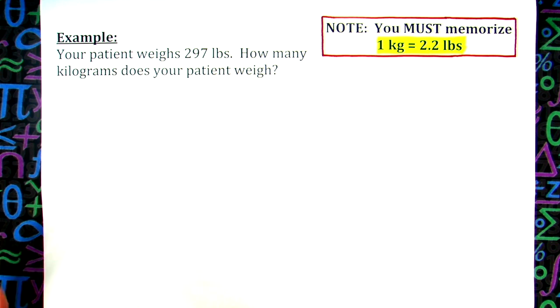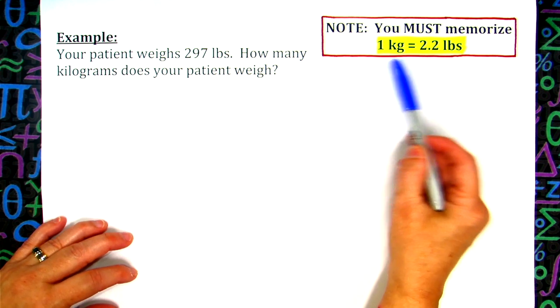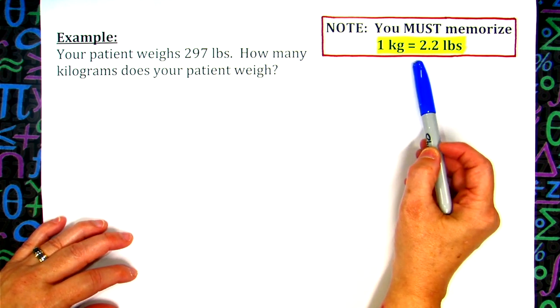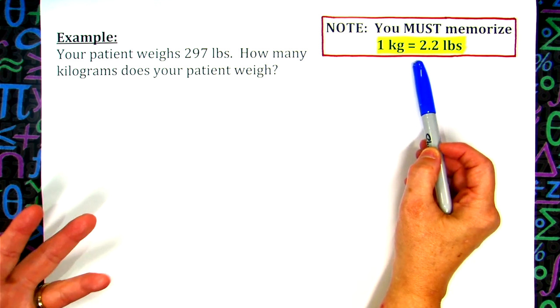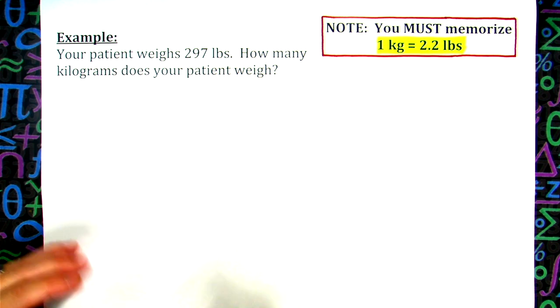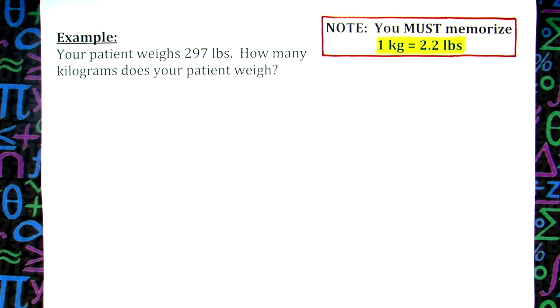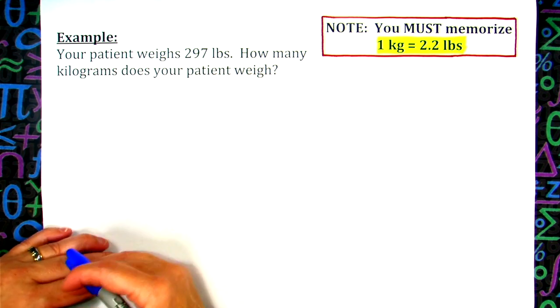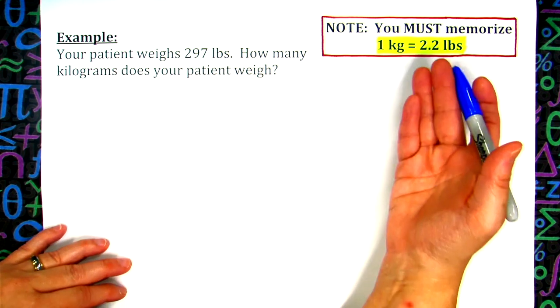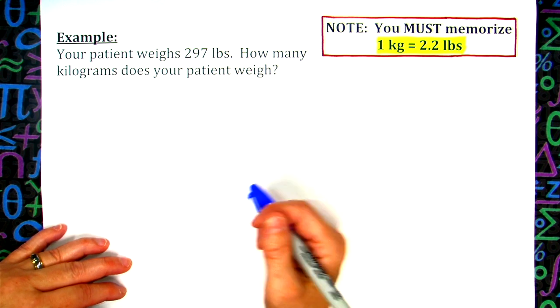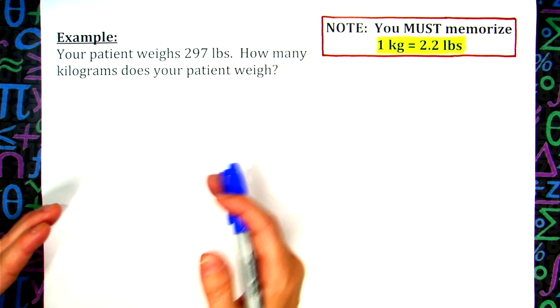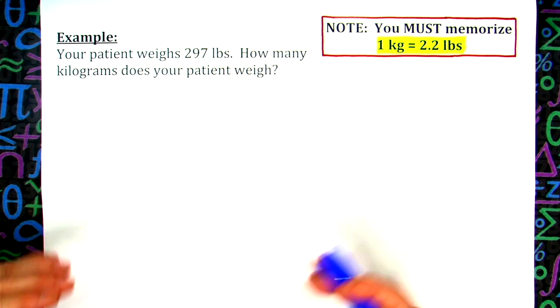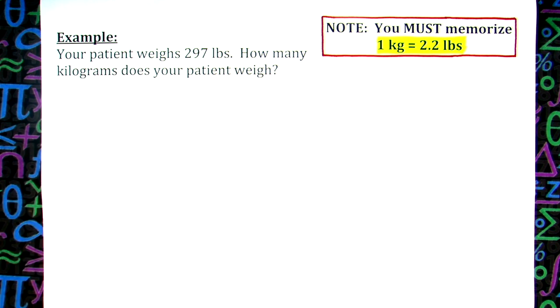Now, are you still going to have to memorize things? Yes. In this example, you're going to have to know that 1 kilogram is 2.2 pounds. However, the unit analysis method allows us to line up things that were given in the story problem, multiply them by things that we know to be true, and then cross out labels, ultimately ending with whatever the question is asking for.